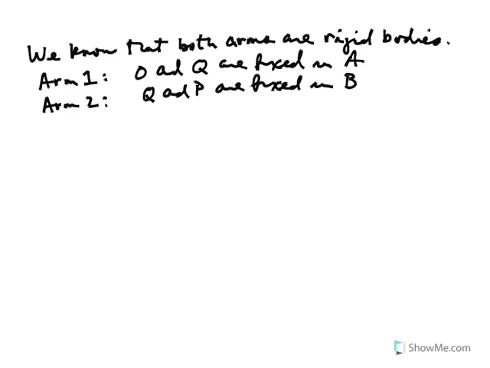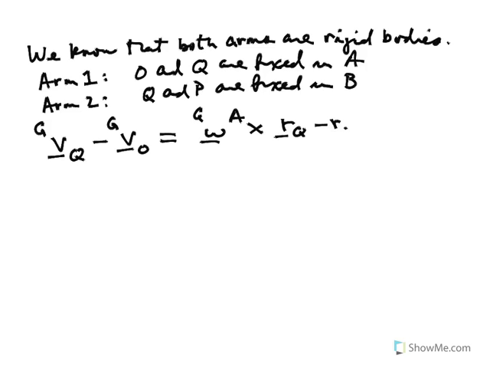So what we can do is we can actually do this calculation to get the velocity and acceleration of point P in two pieces. The first part is we're going to get the velocity of point Q in the ground minus the velocity of point O in the ground. Now, because points Q and O are both fixed in arm A, we know that this can be written as the angular velocity of A in G crossed with RQ minus RO.